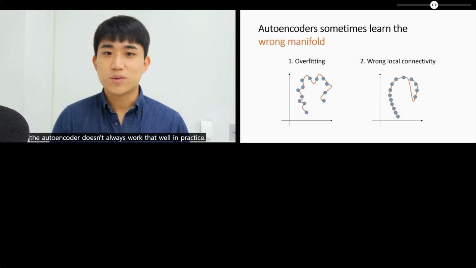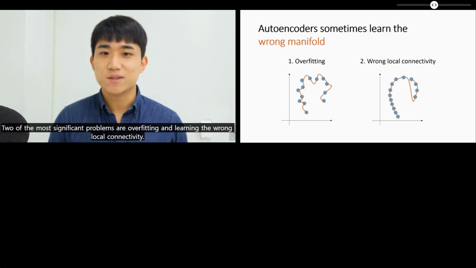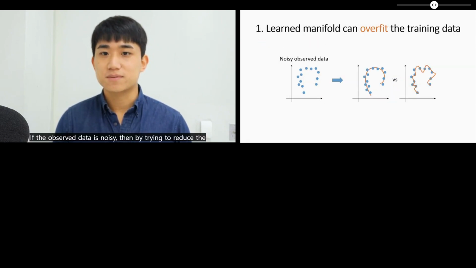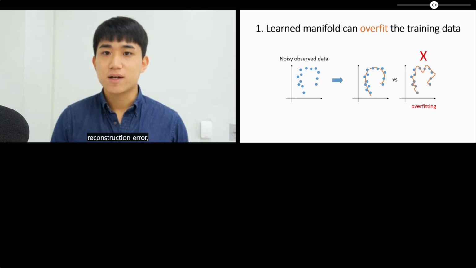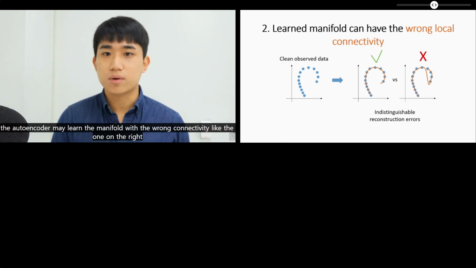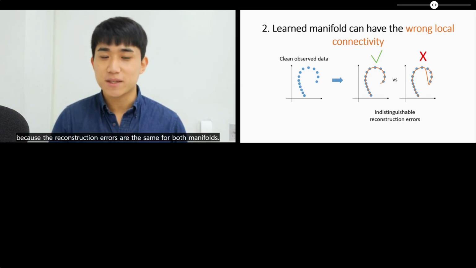However, the autoencoder doesn't always work that well in practice. Two of the most significant problems are overfitting and learning the wrong local connectivity. If the observed data is noisy, then by trying to reduce the reconstruction error, the learned manifold can easily overfit the data. Even when we're given a set of clean observed data, the autoencoder may learn a manifold with the wrong connectivity like the one on the right, because the reconstruction errors are the same for both manifolds.